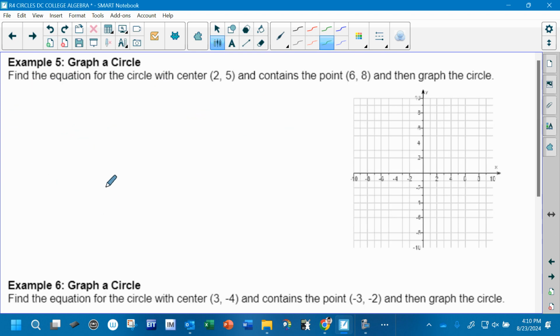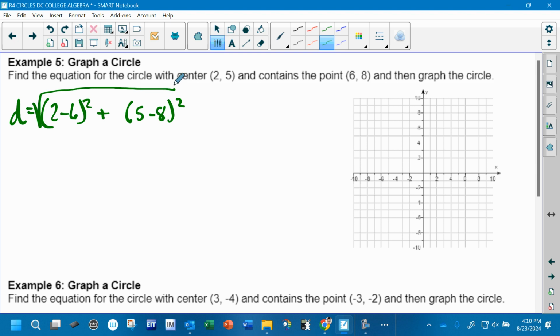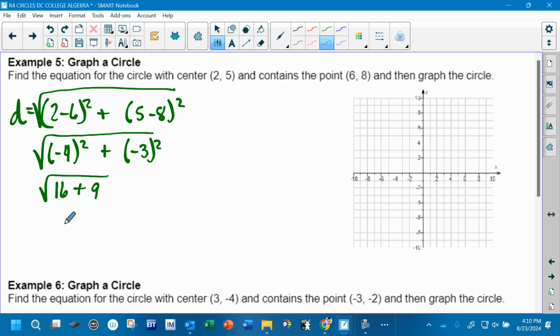All right. Now, if I give you the center and a point without the picture, you do it the exact same way. So the very first thing you have to do is find the length of your radius. So 2 and 6 are my x values, so 2 minus 6. 5 and 8 are my y values. And I'm just going to plug them in. So I've got 2 minus 6, which is -4 squared. 5 minus 8 is -3 squared. -4 squared is 16. -3 squared is 9. 16 plus 9 is 25. And the square root of 25 is 5. So my radius is 5.